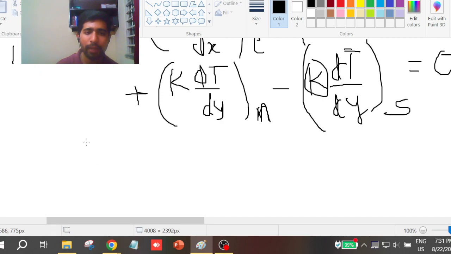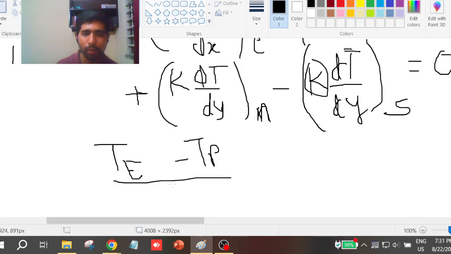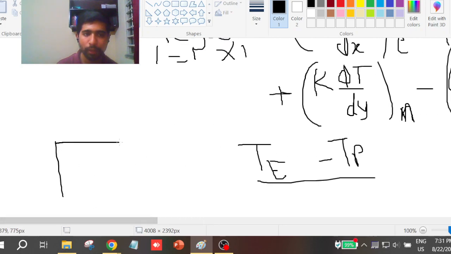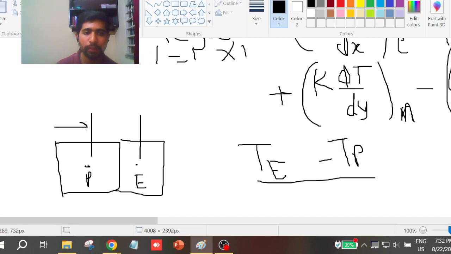Now dt by dx, I will write as Te minus Tp divided by, what should this be, dx. It is something like this. This is P, this is E, and this distance is what I have called dxe. This distance is delta x. This will be helpful when you do a non-uniform grid.